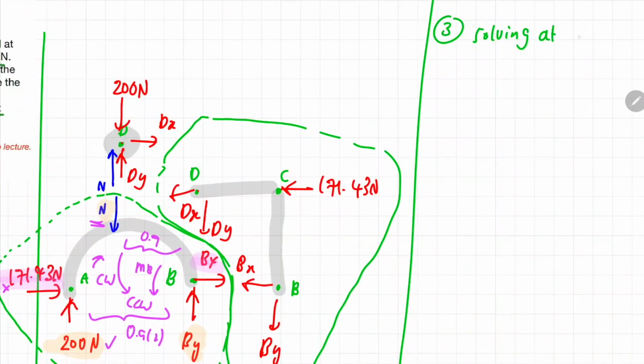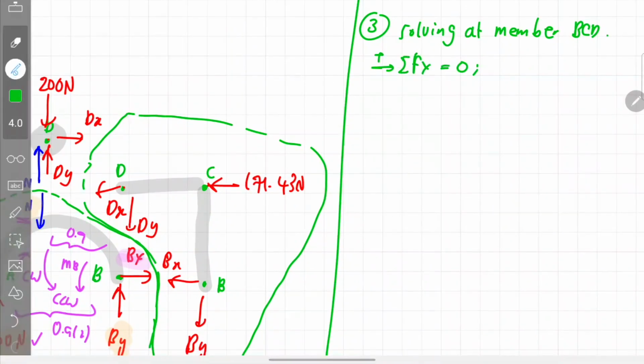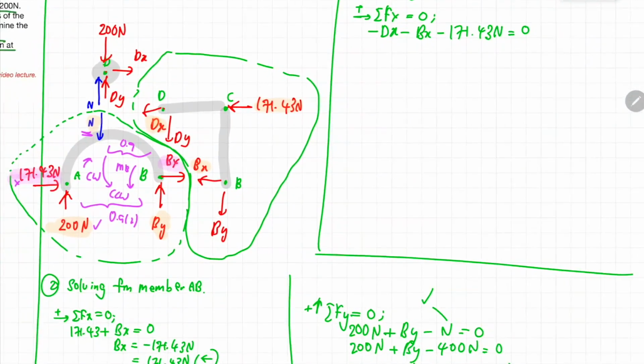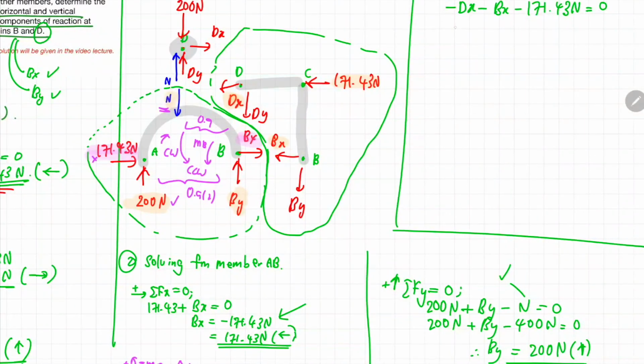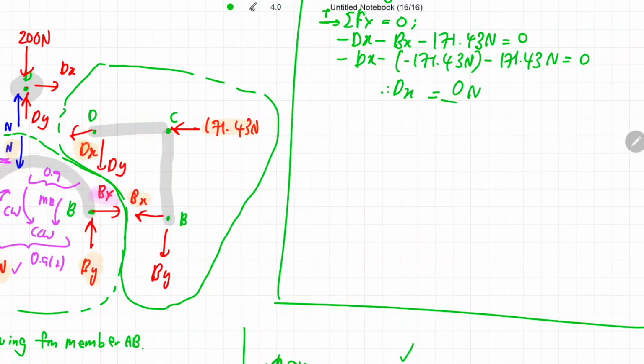Okay, so now I'm going to solve at member BCD and I'm going to apply the equilibrium condition in the x direction pula. Okay, so there are three things in the x direction, which is the dx, the bx and also the 171.43 Newton. Okay, so recall bx tadi kita dah kira awal-awal tadi, which is this one. We are going to take the negative value into our equation because we are following the direction that we initially assume. Okay, so based from this equation, there will only be one unknown, which is the dx. So I can easily solve for dx and the magnitude is 0 Newton. So there are no forces acting in the dx direction.